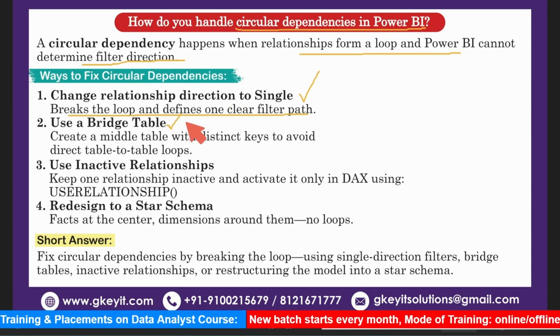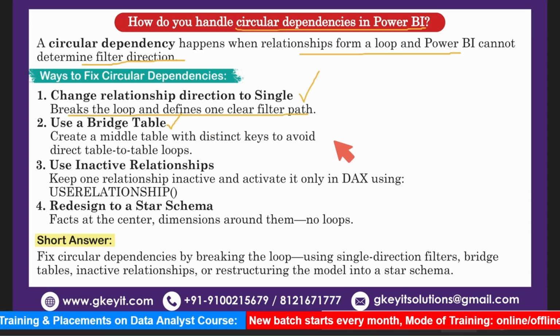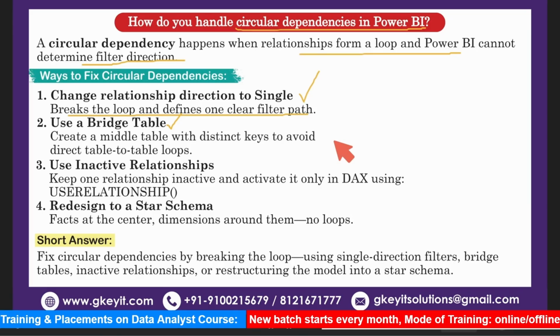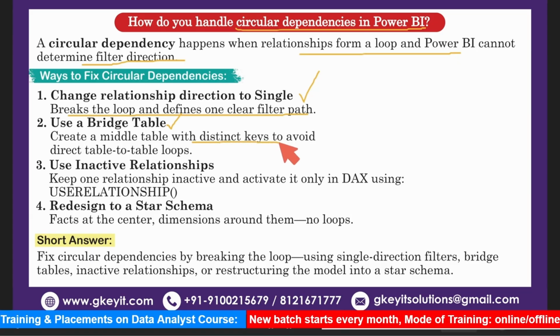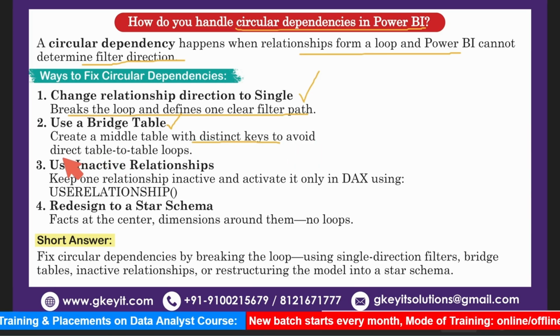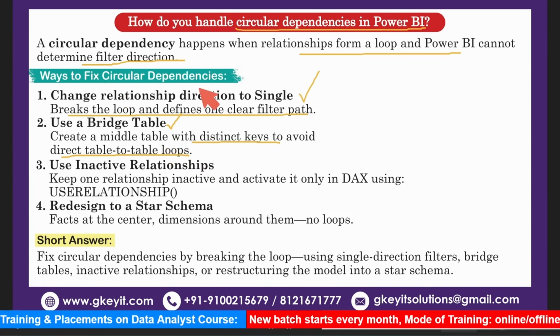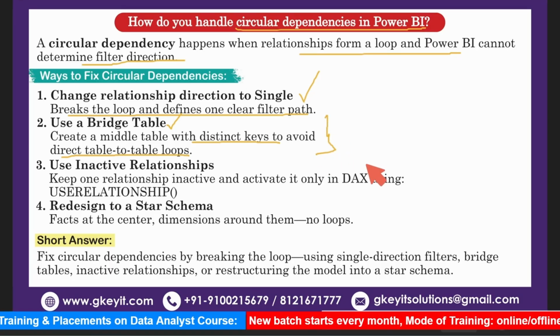And the second way to fix circular dependency is to use a bridge table. Bridge tables come into the picture whenever key columns have duplicates and they need to be joined on both tables, then there would be a problem like many-to-many relationships. In such a scenario, we create a separate table with the distinct keys. Creating a middle table with distinct keys avoids direct table-to-table loops. This is also used to fix circular dependencies. On this topic also we have a dedicated training session. You can go through that.